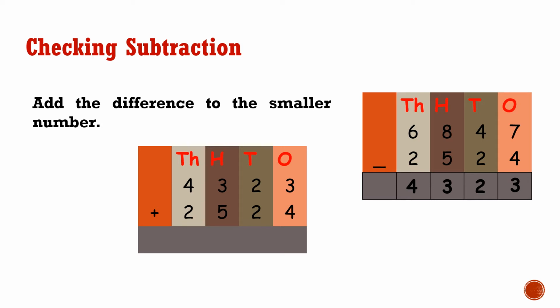4323 plus 2524. From the ones column 3 plus 4 is 7, tens column 2 plus 2 is equal to 4, hundreds column 3 plus 5 is equal to 8, the last thousands digit 4 plus 2 is equal to 6. Now we can see that our answer is 6847, which is equal to the minuend. That means our subtraction process is correct.